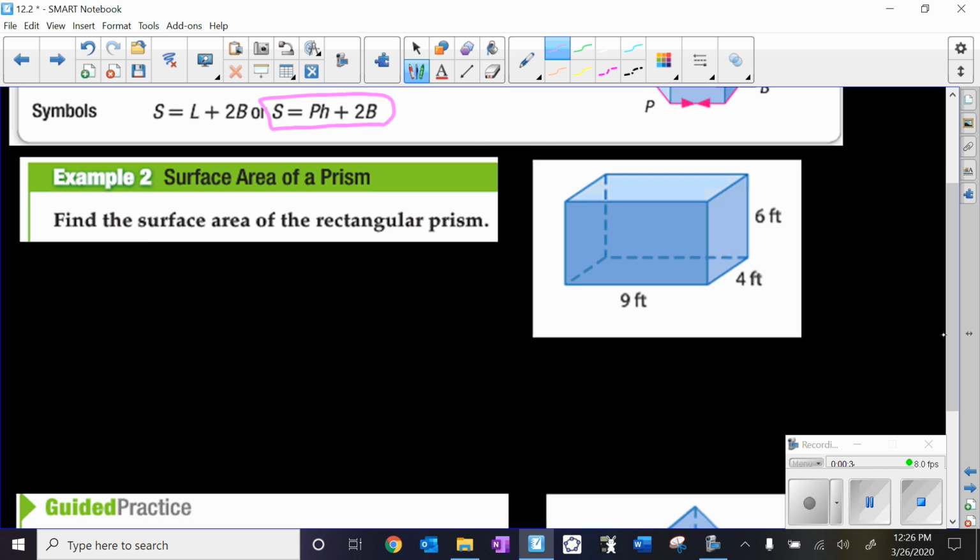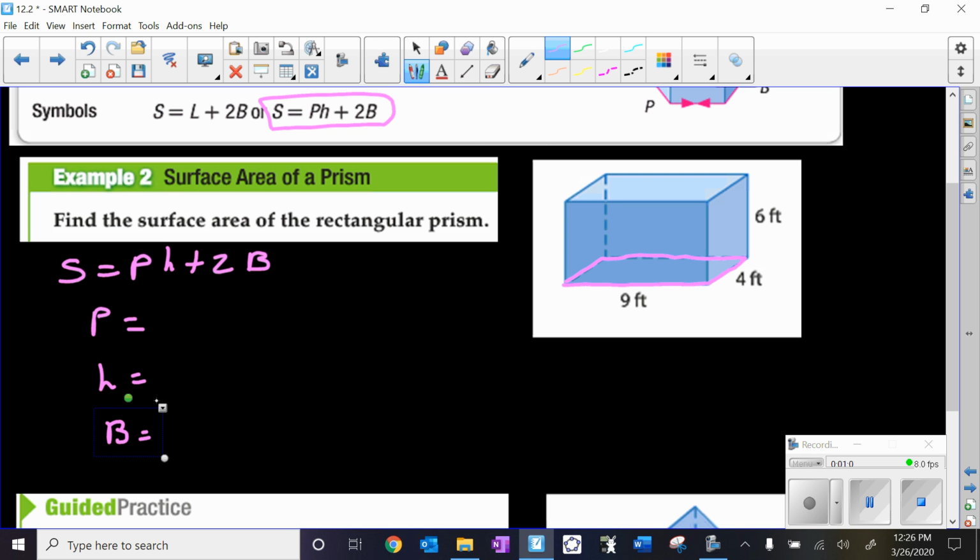Okay, so out of this, you can have different bases. I usually like to pick the one that it's sitting on if at all possible. So I'm going to say that this bottom shape is the base. So we're going to say surface area equals perimeter times the height plus 2 times the area of your base. Okay, and I'm going to write down how we find each one of these.